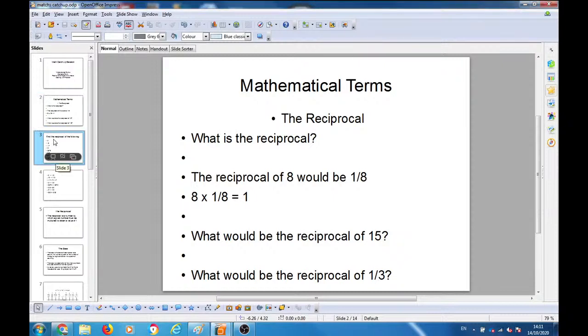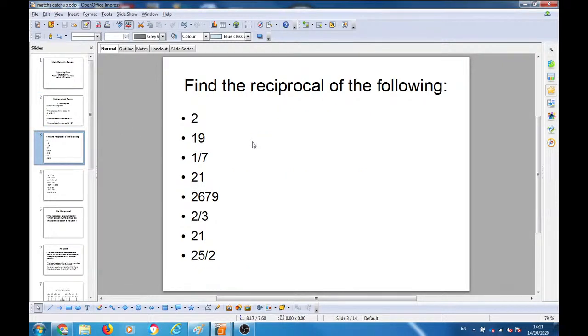Let's have a look at the next one. We've got a bunch of numbers here, and what I want you to do is try to find the reciprocal of these numbers. Give it a go. See what you can come up with. If you want, you can put the answers in the speech box, or the chat box. Okay, I'll give you some time.